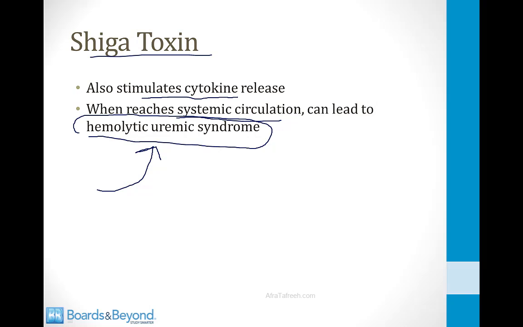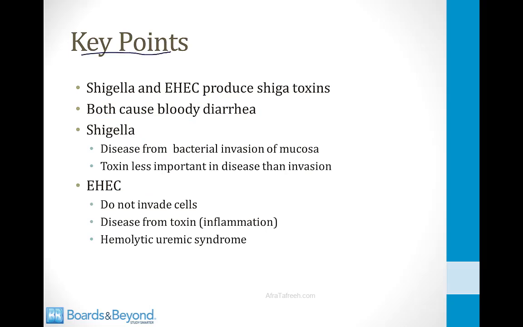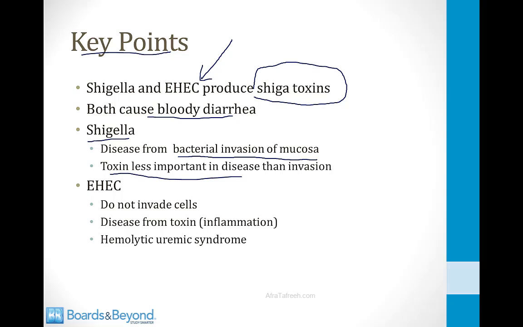So before I go on, let me just summarize a couple key points about Shigella and EHEC. They both produce similar toxins in the Shiga toxin family. The EHEC one is generally called a Shiga-like toxin, and they both cause bloody diarrhea. But their mechanisms are a little bit different. Shigella causes disease primarily from bacterial invasion of the mucosa. The toxin appears to be less important because strains that don't produce the toxin still make people very sick. EHEC, on the other hand, does not invade cells, so the disease is from the toxin alone and the inflammation it triggers. And then in EHEC, the toxin sometimes enters the systemic circulation and leads to the hemolytic uremic syndrome.